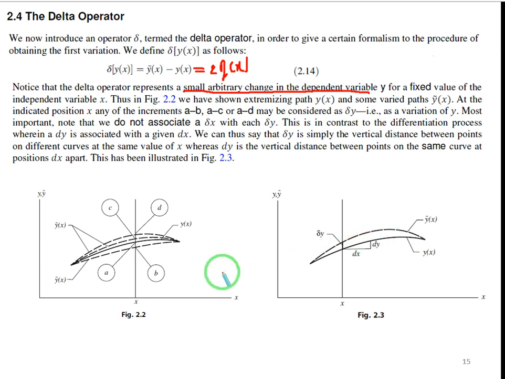This is the main definition of the delta operator. With this definition, we are going to find the solution for the variational problem. Let's go to our next slide.